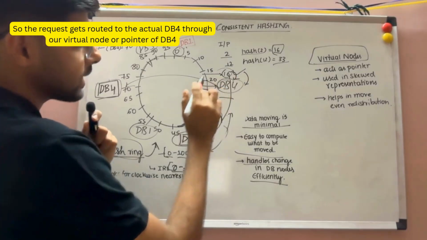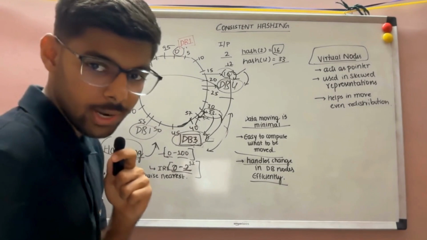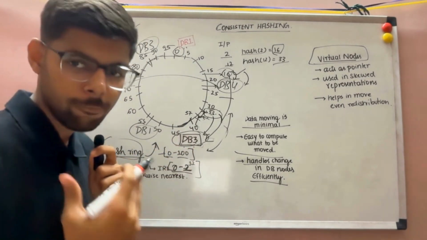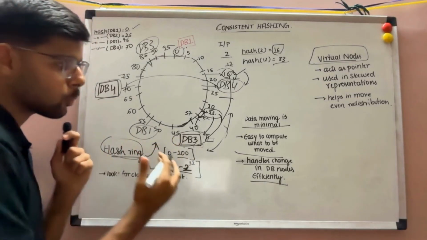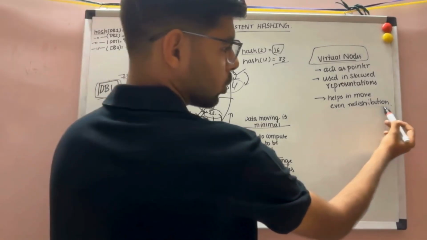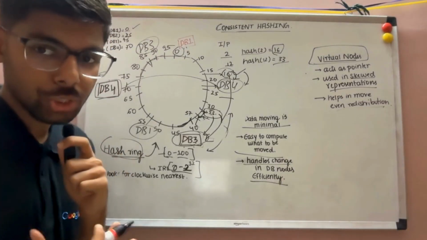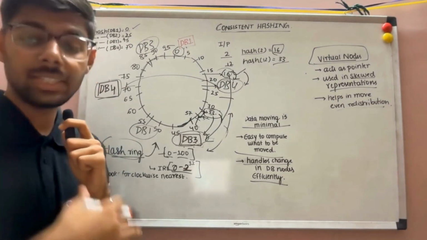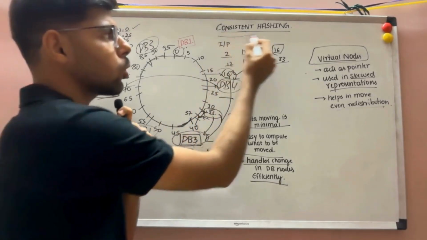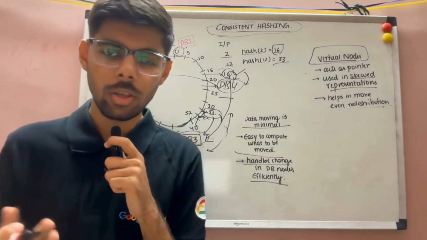So we are basically introducing pointers throughout the distribution so that one server or one database node doesn't get so much load. Now this solves the problem of redistribution, and it helps with skewed representation. So this is how virtual nodes help in distributed systems with skewed representations. So this is the overall concept of consistent hashing and why hashing is required. Thank you.